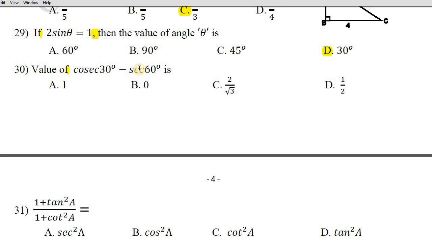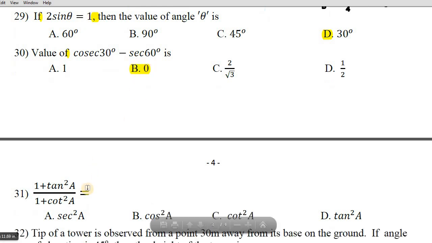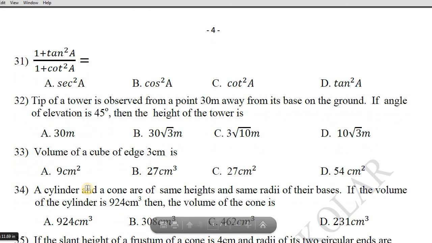So here, cosec 30 degree value is how much, children? That is 2. Sec 60 degree value is how much? That is also 2. Then 2 minus 2 is what? 0. So option B is the correct answer. Let's take another problem, children.